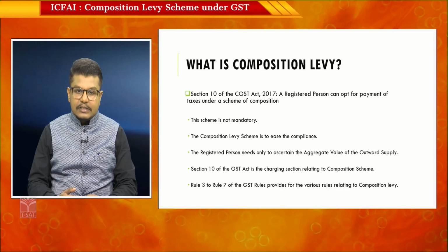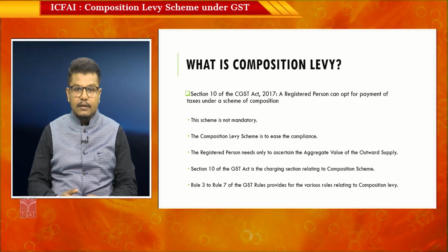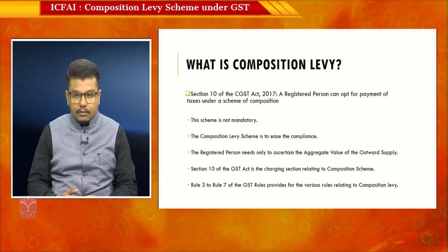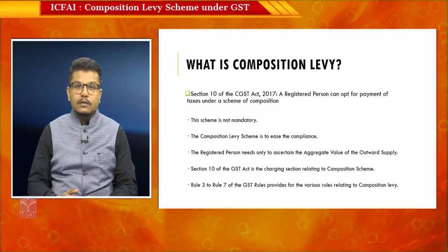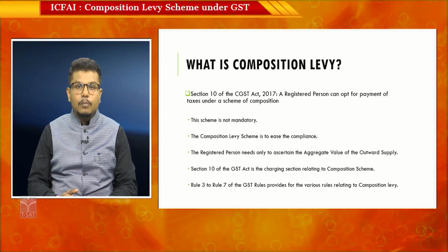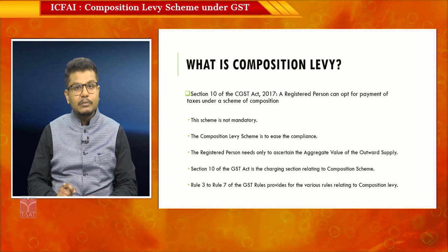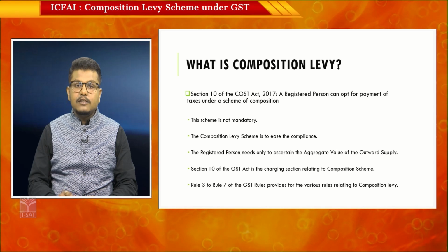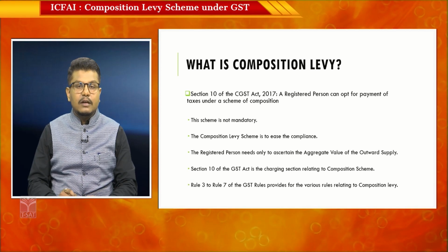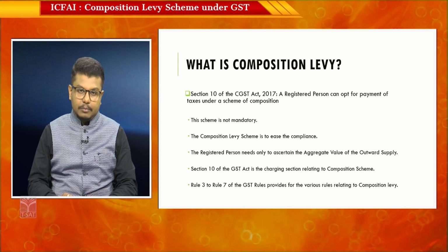Let's learn about it. Section 10 is talking about composition levy under the CGST Act 2017. Section 10 states that a registered person can opt, please focus over here, the term is opt, for payment of taxes under a scheme of composition. Why did I tell you to focus on the term opt? The reason being, opt here refers that the mechanism is not mandatory. It is rather optional. Any supplier can voluntarily take it up.